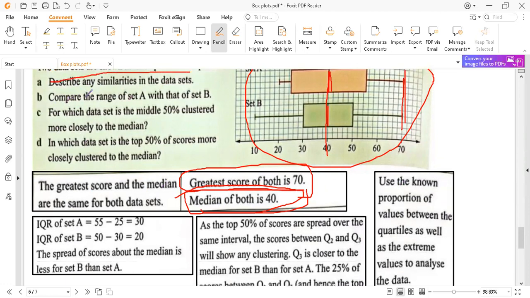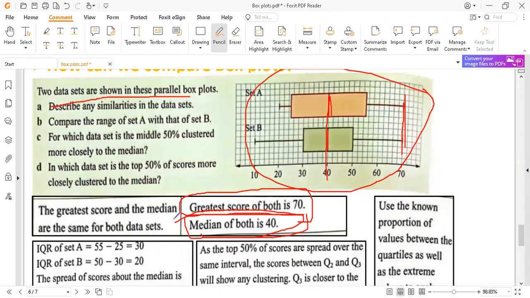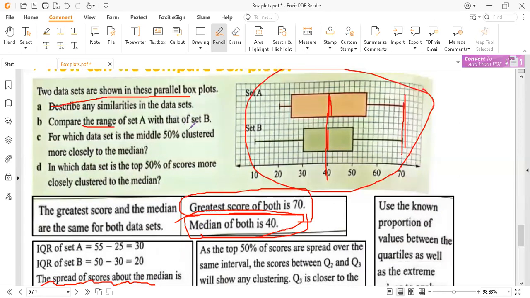So they ask us to compare the range of set A with that of set B. First of all, we can compare them using, for example, the spread of scores about the median. How to compare the spread of scores about the median? We can use the range. They ask for the range, so it is easy: highest minus lowest.